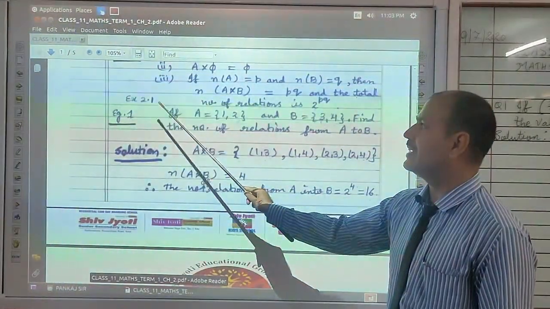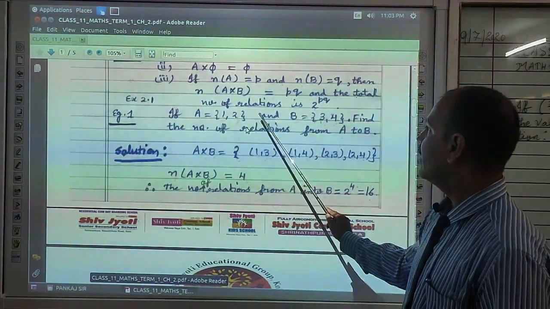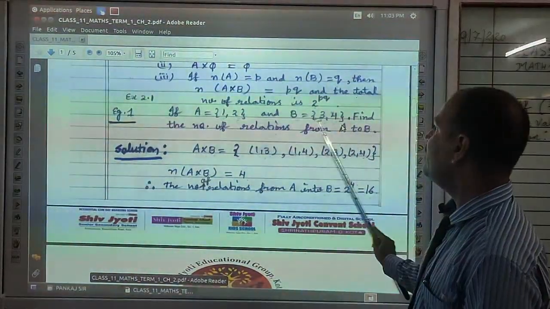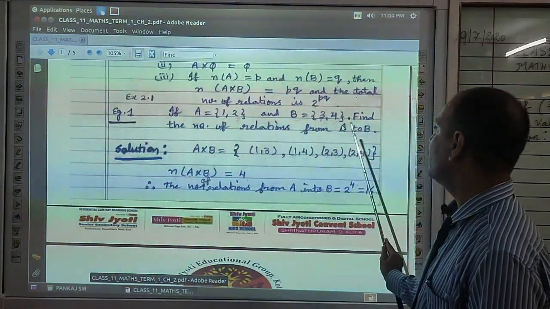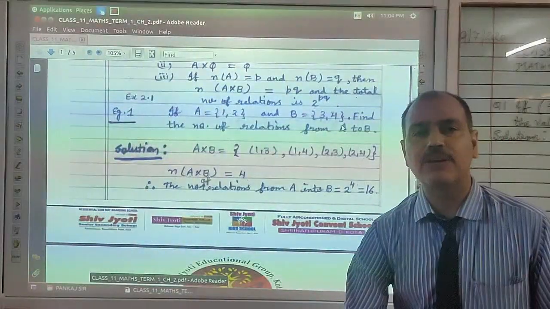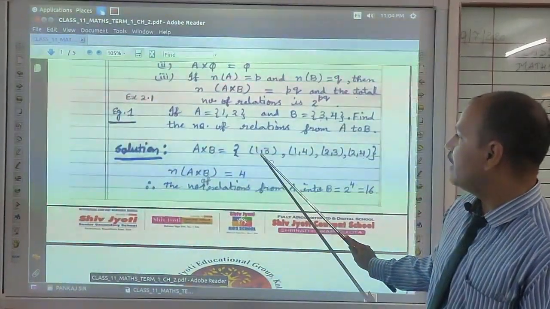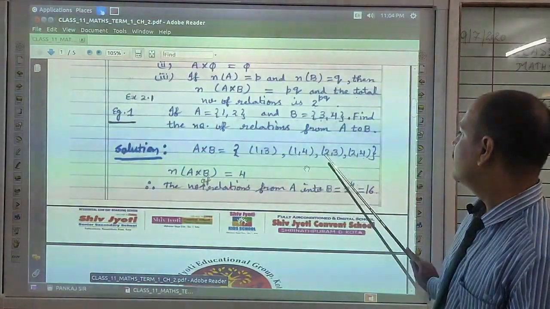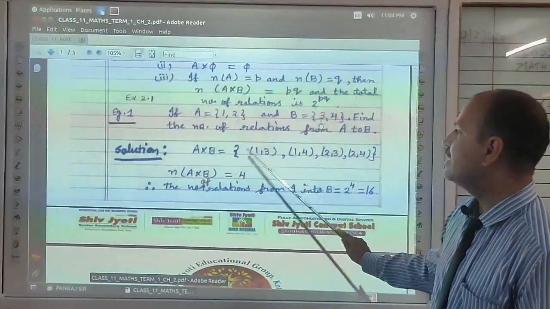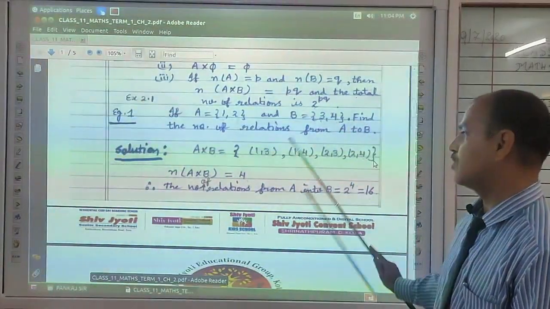Exercise 2.1, Example number 1. If A = {1, 2} and B = {3, 4}, find the number of relations from A to B. A = {1, 2} and B = {3, 4}. So the Cartesian product of A and B is {(1, 3), (1, 4), (2, 3), (2, 4)}.